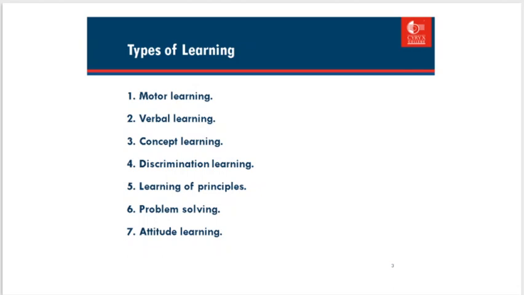Second, verbal learning. This type of learning involves the language we speak, the communication devices we use, signs, pictures, symbols, words, figures, sounds, etc. Other tools are used in such activities. We use words for communication.